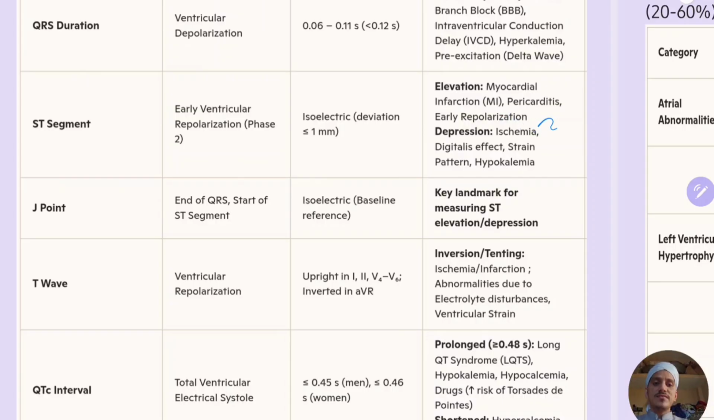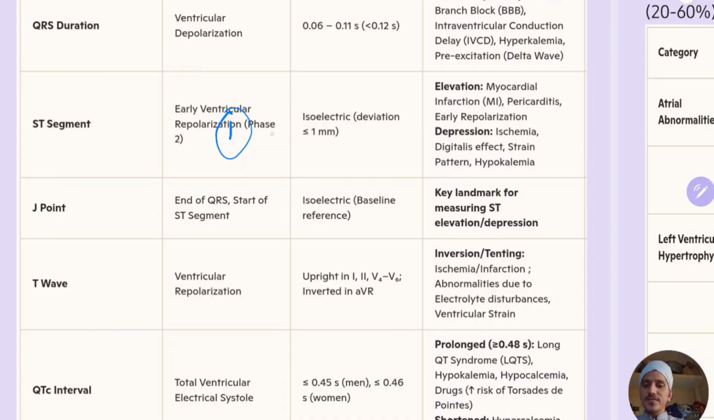So ST depression may signify ischemia commonly, or digitalis effect, strain pattern, or hypokalemia. ST depression you will see in hypokalemia. Remember. So the number one point which should come to mind is ischemia. Okay, and commonly strain pattern also. Then you can consider hypokalemia or digitalis effect. So what is the differential diagnosis of ST segment depression? Remember, ST segment depression can be of three types.